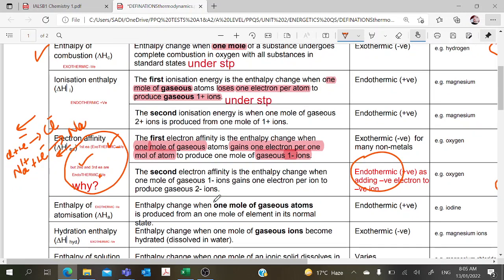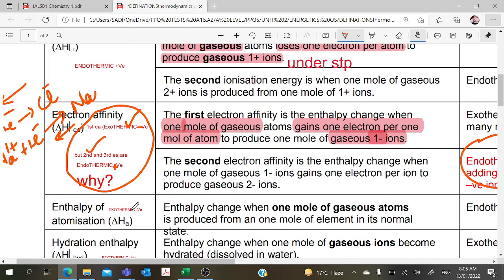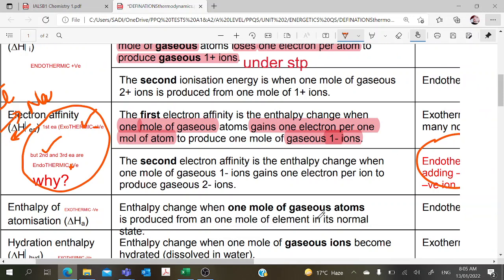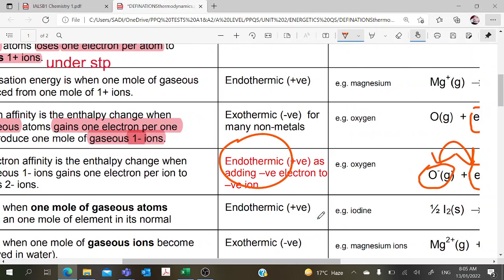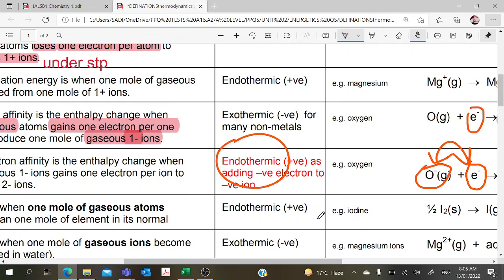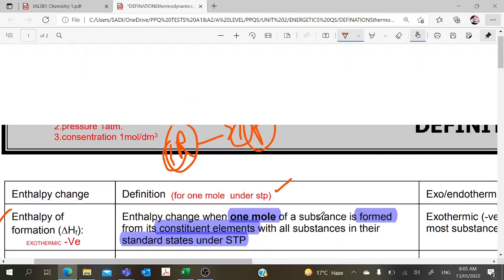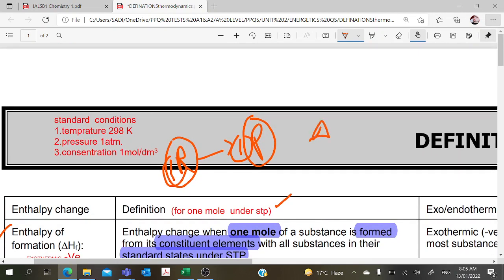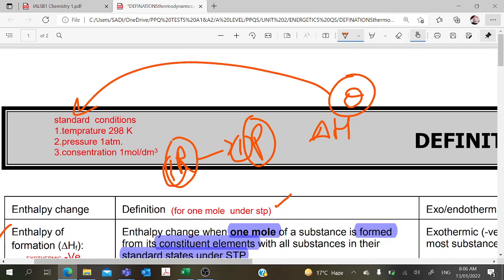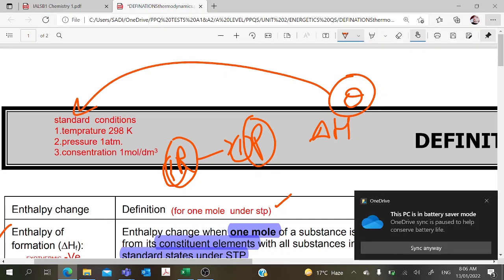Okay, now I'm moving to the enthalpy change of atomization. Enthalpy change when 1 mole of gaseous atoms is produced from 1 mole of the element in its normal state. Okay, and all these definitions are under STP, standard temperature and pressure. One thing more which you need to understand is you will find delta H written here with a phi sign on it. This phi sign is for these conditions. If somebody asks you what this means, you will tell them that this means the standard conditions of temperature and pressure.